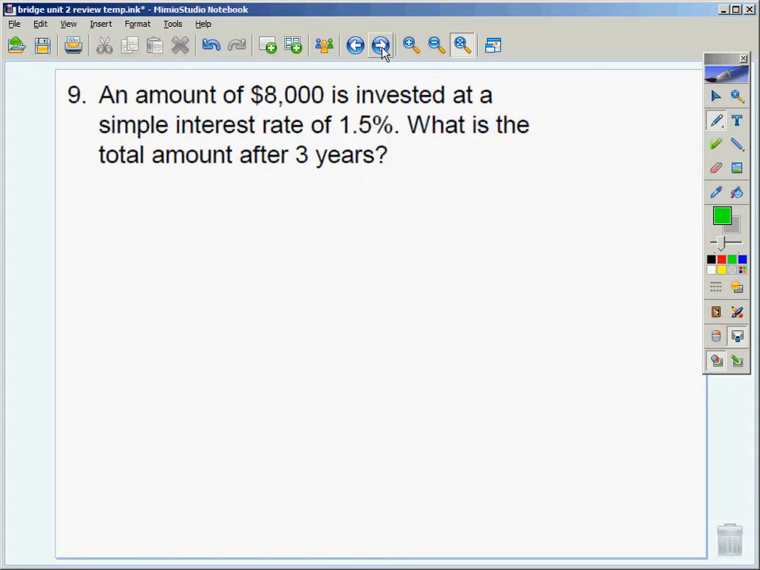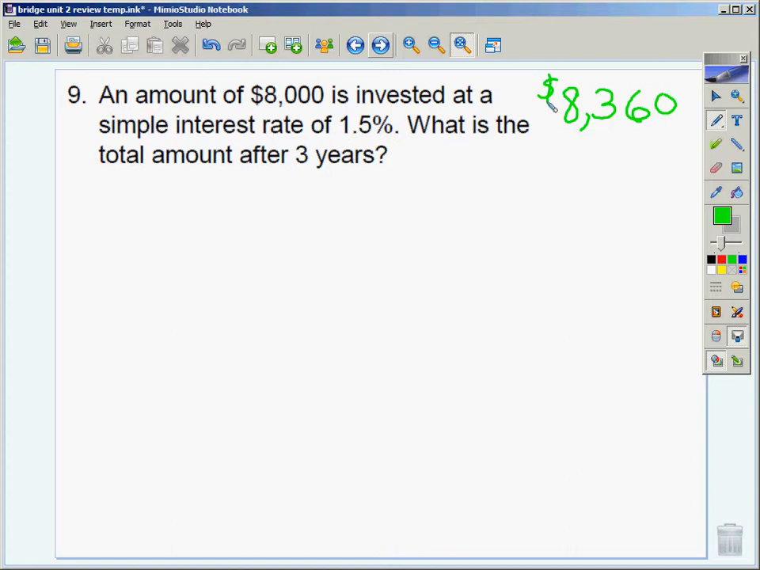Number 9. You should have ended up with 8,360. Out of curiosity, how many people had 360? Okay? It's possible. But I'm going to tell you, if you ended up with 360, it wasn't a math problem, but a what? It was a reading problem.